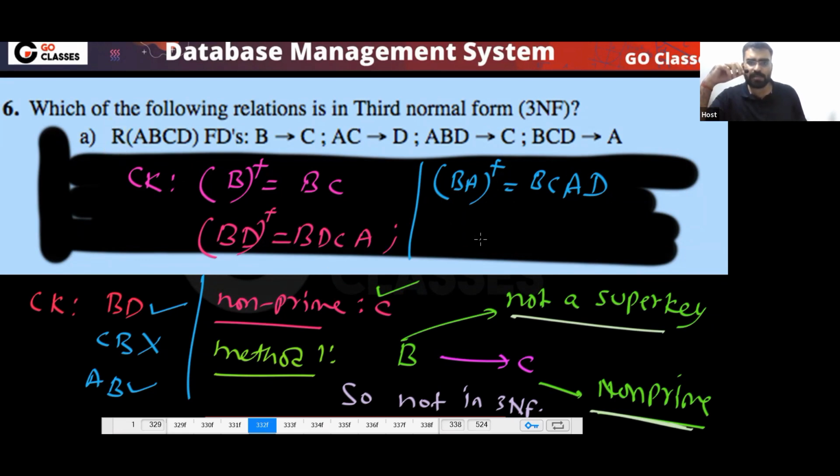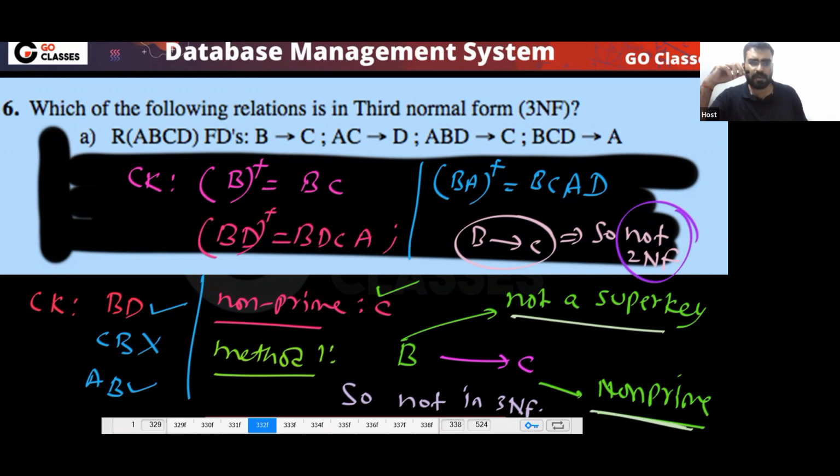Do we have a proper subset? Yes, you can notice B goes to C, so not 2NF. This is the violation: a proper subset of a candidate key determining a non-prime attribute. So this is not 2NF, and also not 3NF.